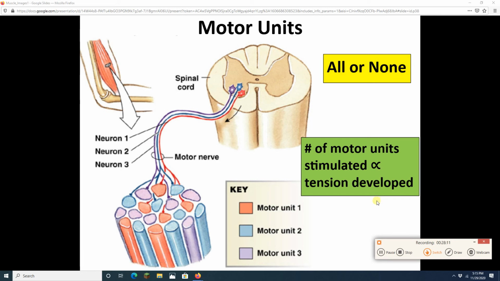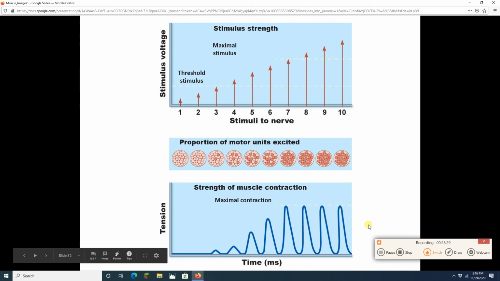Now, if you hold your arm out in that abducted position and you just keep it there for a minute, you'll switch from one motor unit to another, to another, to another. As one becomes fatigued, you'll switch to another, which is pretty cool. All right. Let's see. There we go. Just showing you this example here again.